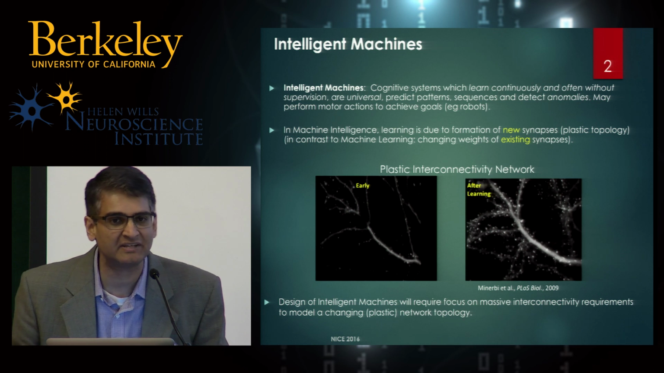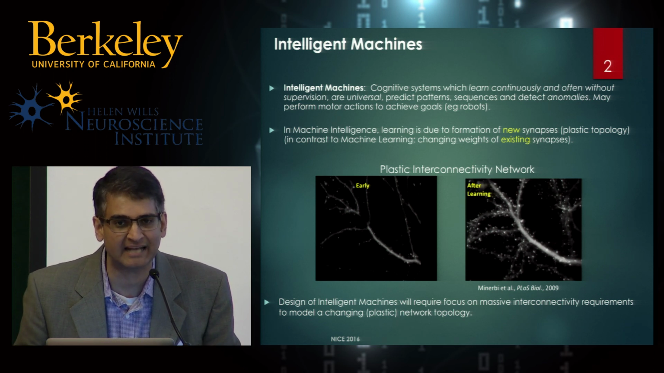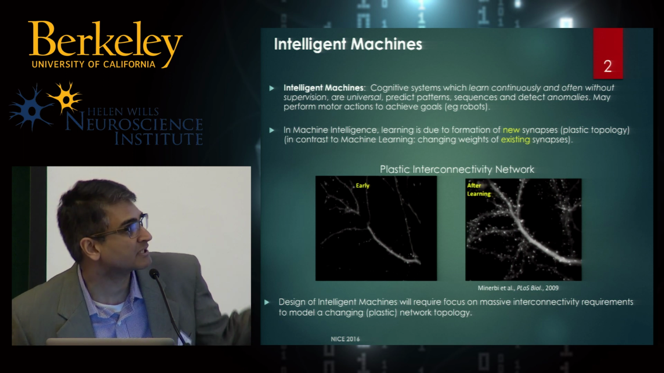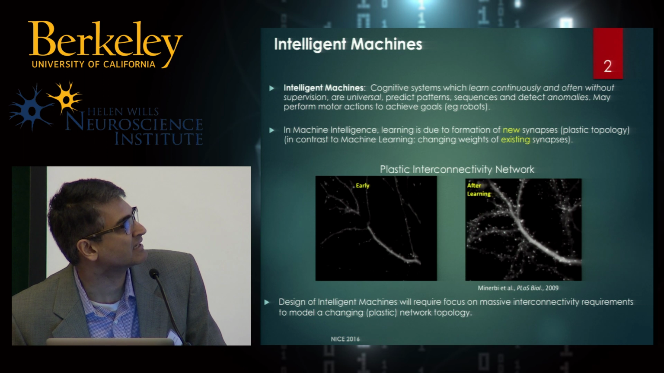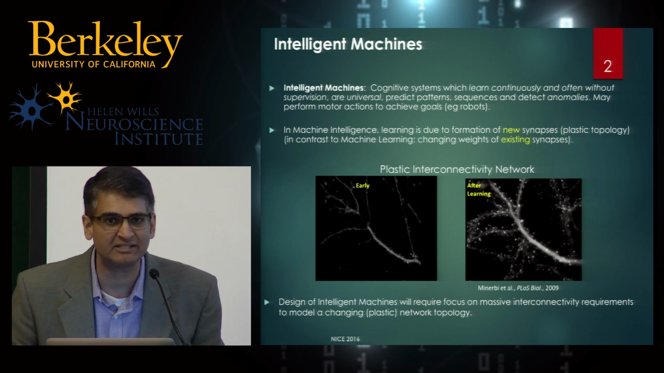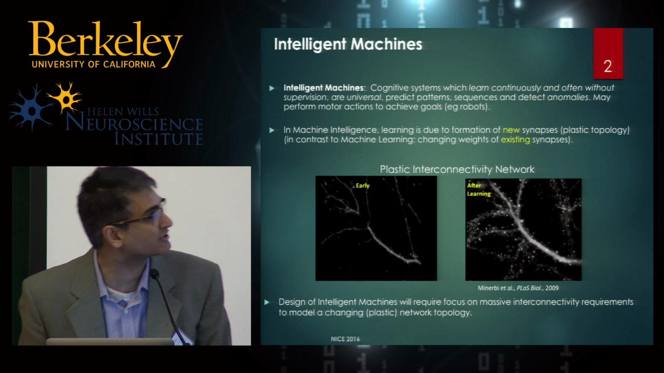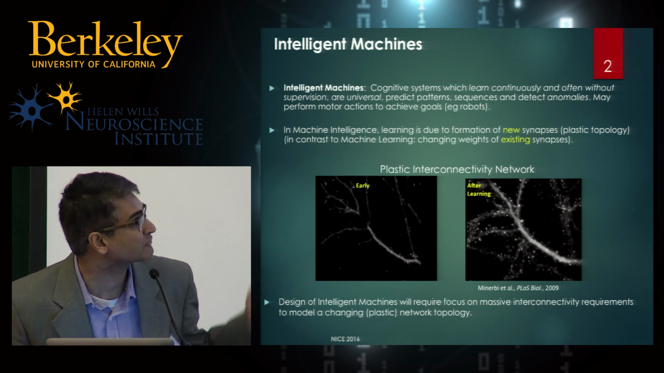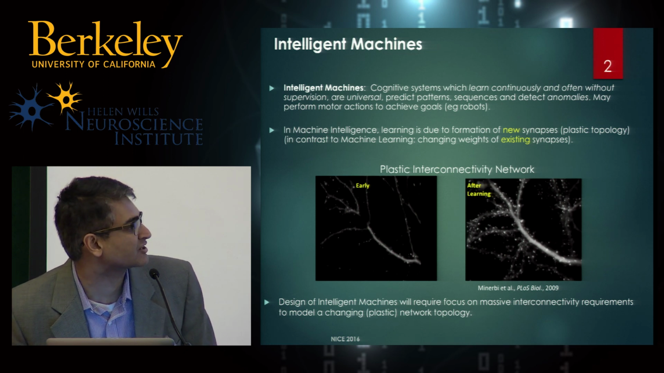One of the key differences between machine intelligence, which we view as the next big step, and machine learning, is that machine intelligence is focused on the formation of new synapses, as opposed to just changing weights of existing synapses. This is central to the learning process, and particularly to the continuous learning that we would like to see as one of the major objectives of machine intelligence.